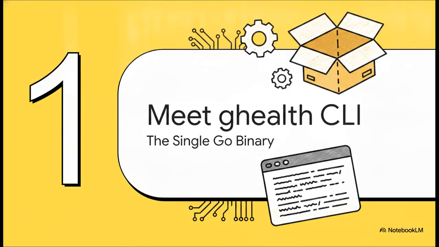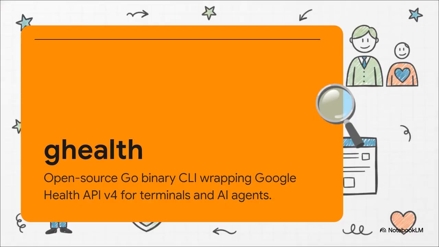Meet the ghealth CLI, the single Go binary. So let's meet ghealth. This is an open-source CLI that basically acts as a super clean wrapper over the Google Health API v4. And what makes this so elegant is its architecture. It is built entirely from source using just a simple go build command, and it ships as one self-contained single Go binary under the Apache 2.0 license, which means absolutely no messy dependency trees to manage on your local machine. It's just one file, ready to go.